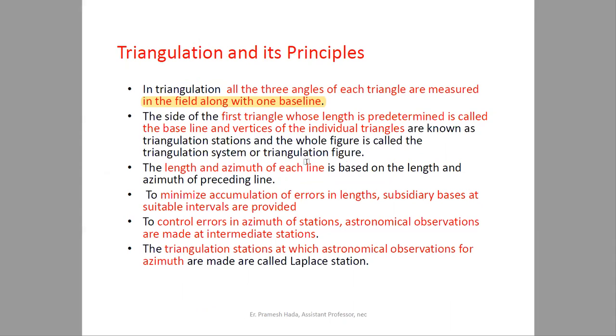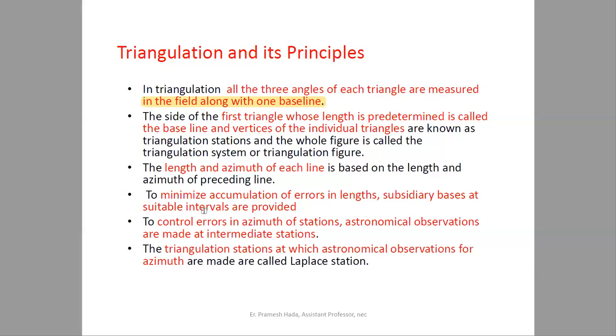The length and azimuth of each line is based on the length and azimuth of the preceding line. To minimize the accumulation of error in lengths, subsidiary bases are provided at suitable intervals. Subsidiary bases means we provide baselines in intermediate calculations, and that can reduce the error accumulation.